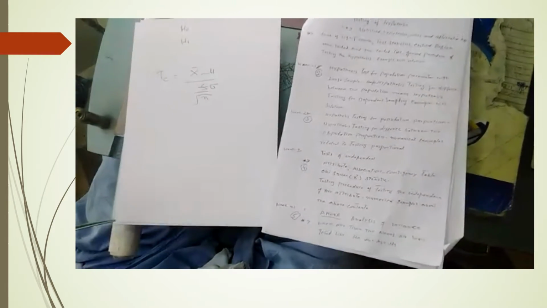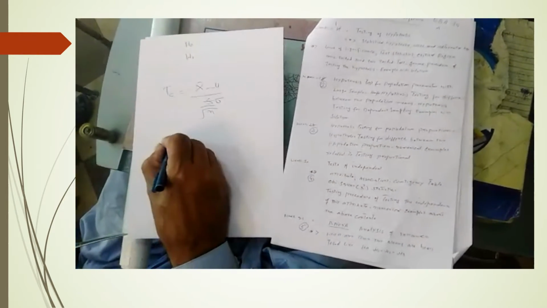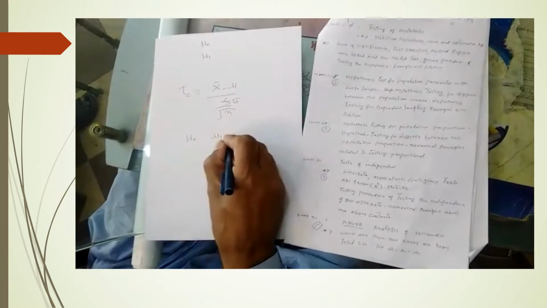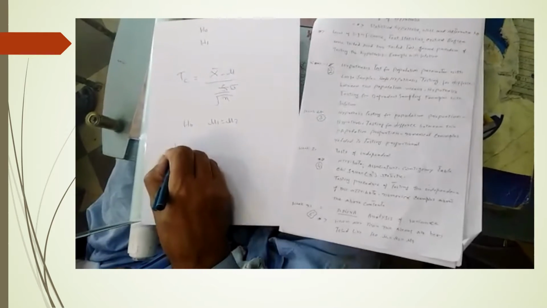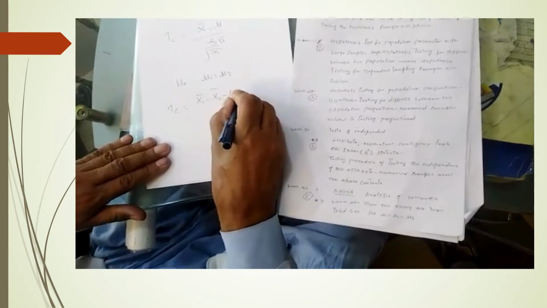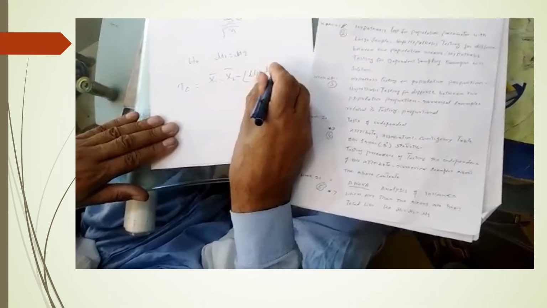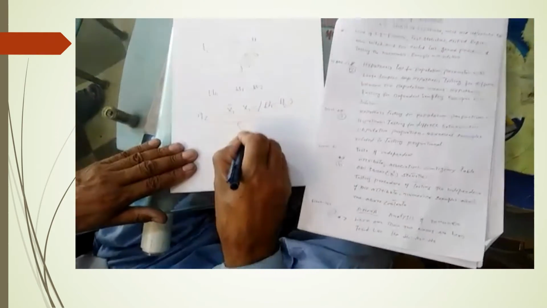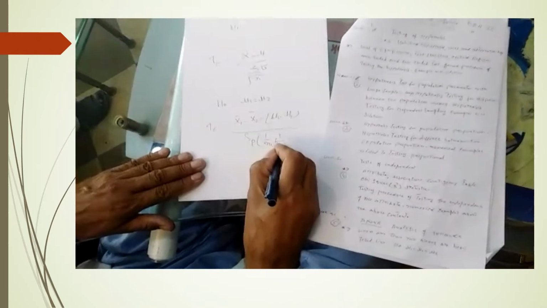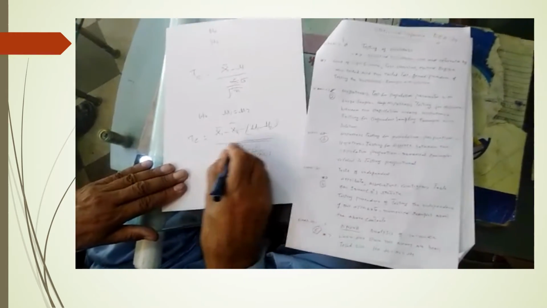And if you compare two means, if H0 is mu1 equal to mu2, then the t-test will be equal to x1 bar minus x2 bar minus (mu1 minus mu2) over sp times the square root of (1 over n1 plus 1 over n2).